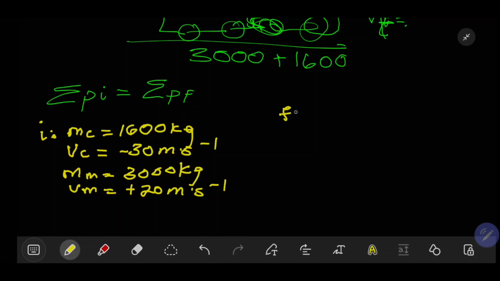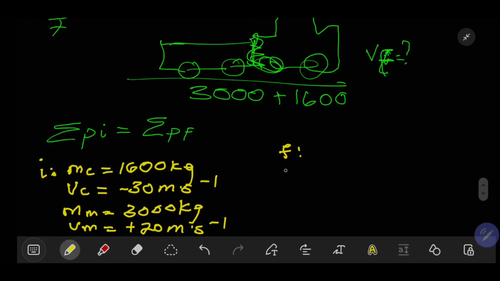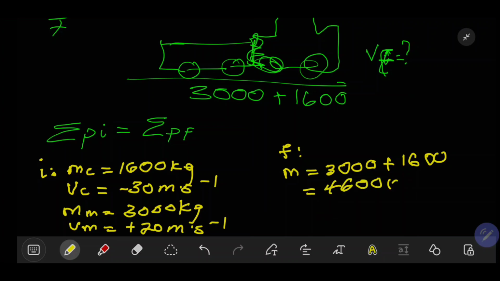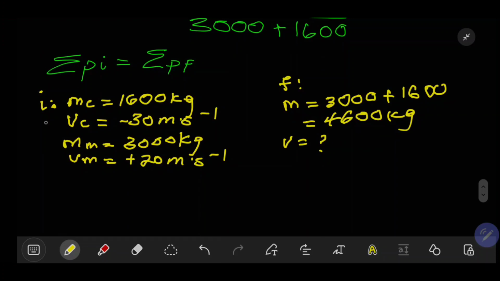In the final stage, we had them as one unit. The mass of the two is equal to 30,000 plus 1600, which gives us 31,600 kg. The velocity of the two we don't know, which is the one we are looking for. When we calculate the sum of the momentum initially, we are going to have m1 v1 plus m2 v2, which is equal to, on this side, they are sharing a velocity.